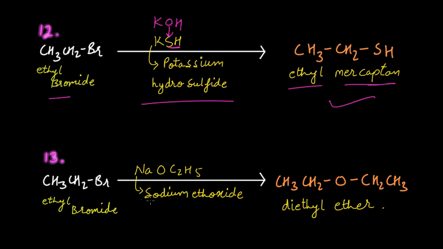When ethyl bromide is treated with sodium ethoxide, it gives diethyl ether, right? This sodium will take away the bromine. The ethyl group will then get itself attached with the oxygen and gives you ether. This is the 13th reaction. Let's move to the next.